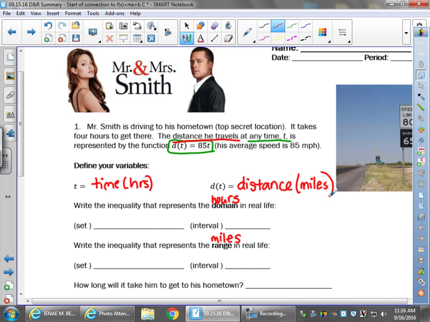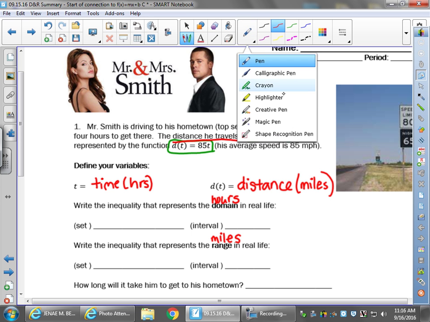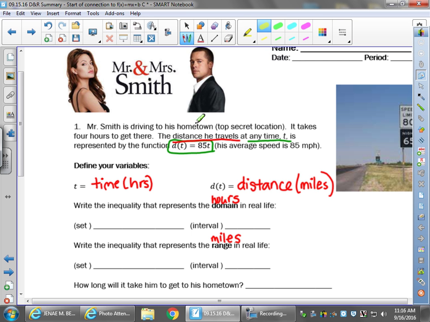So we've read for information. What do we do next? Go back, reread, look for what? Yes. So let's reread. Can anyone find me a restriction here? What did you find last night? 4 hours. It takes 4 hours to get there.